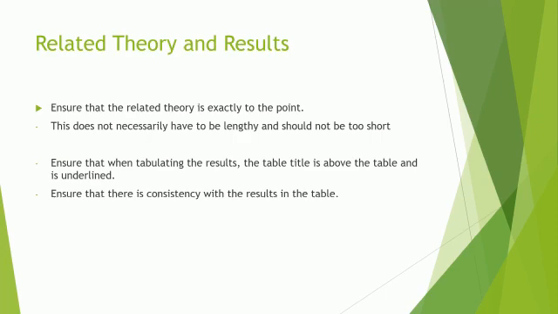That's just an example of what the related theory for an experiment on forces in equilibrium would look like. For the results, ensure that when tabulating the results, the table title is above the table and is underlined. This is important. Ensure that there is consistency with the results in the table. For example, when you're tabulating your results, there are decimal points. If you're using two decimal places, you should ensure that all the results in that column or in that row have exactly two decimal places. Not one, not three. Two, if you're using two decimal places.